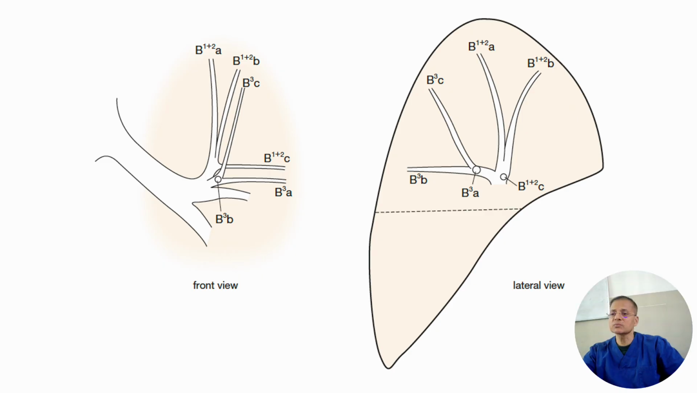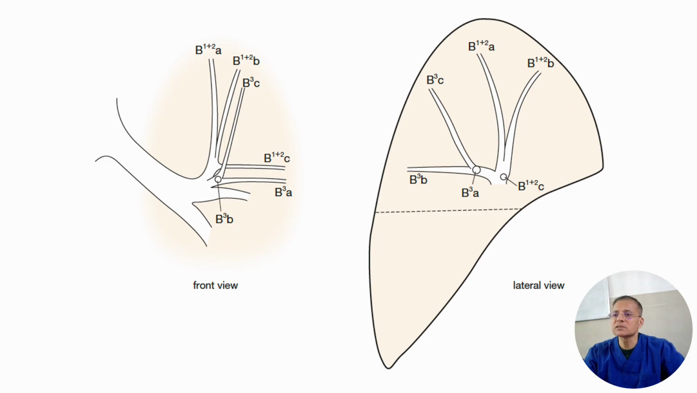Now let's come to the left upper lobe. This picture is also very important, so I would request you to please remember it step by step. The upper lobe, like the right side, now for the left side. In the frontal view, this is the superior division. Where is the inferior division?